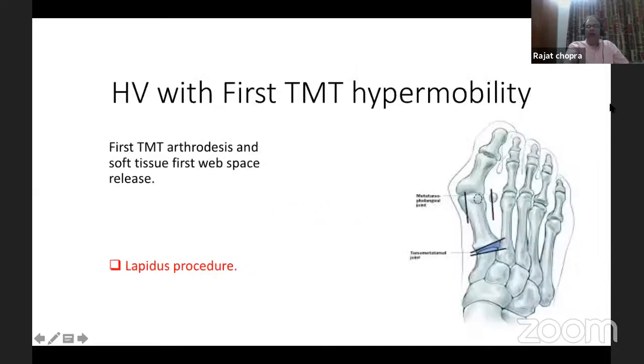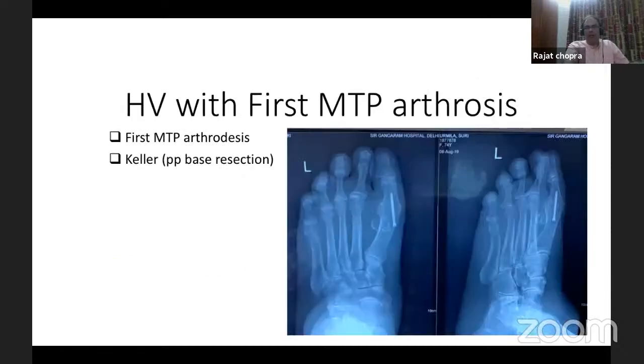Now, if you have got hypermobility at the TMT joint, then definitely you have to work on the TMT joint, and the best procedure would be to do a Lapidus procedure fusion here. If you do a fusion here, you will be able to correct the intermetatarsal angle and achieve a very nice correction. And if it is an arthritic joint, then you do an arthrodesis. Yes, Keller's procedure is also there, where you resect the proximal third of the proximal phalanx, but that should be condemned. It's not a good procedure. Patient does not like it, and they get a cock-up deformity after that. But in some situations, you may have to do it.